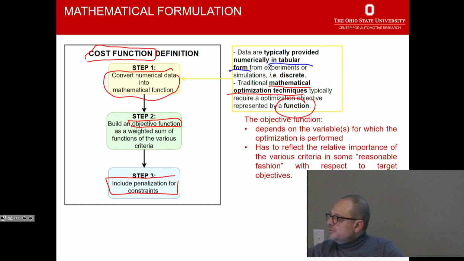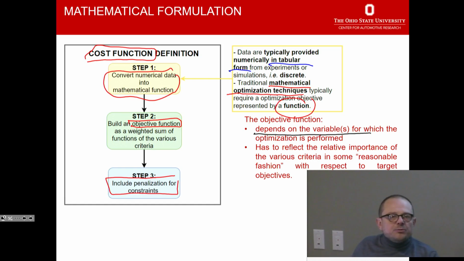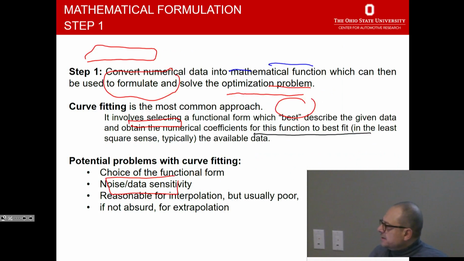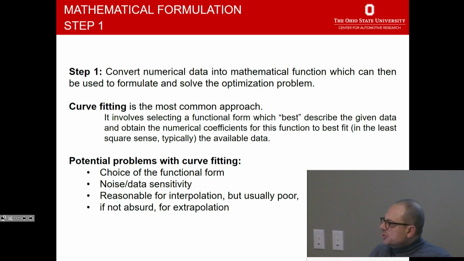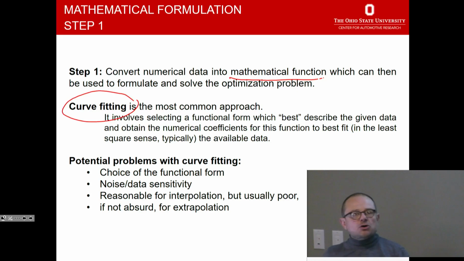Now, the objective function, of course, is very important. It depends on the variables for which we're performing the optimization. And we would like the objective function to reflect the relative importance of the different criteria that we're wishing to optimize. So, as I said, first job, convert the numerical data into a mathematical function. Let's go to curve fitting.